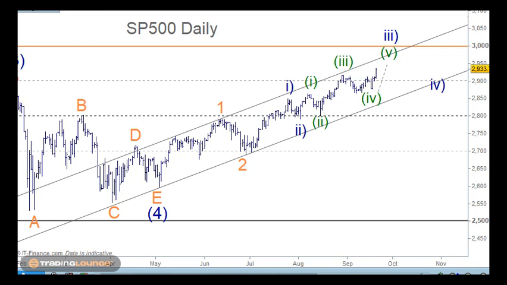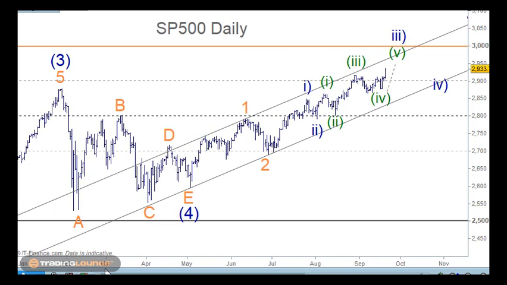Welcome to Trading Lounge and the US indices, starting with the S&P here for the Elliott Wave daily count. The main point here is that we're heading up into the 3000 area through here, and we're looking at wave 3 here, with an Elliott Wave triangle for wave 4, and we're in this trend channel here, and we still have further to go to the upside.